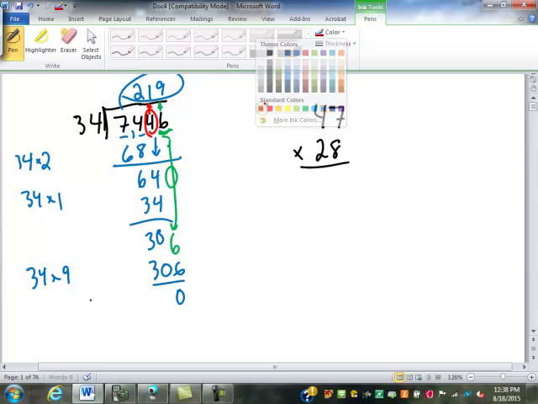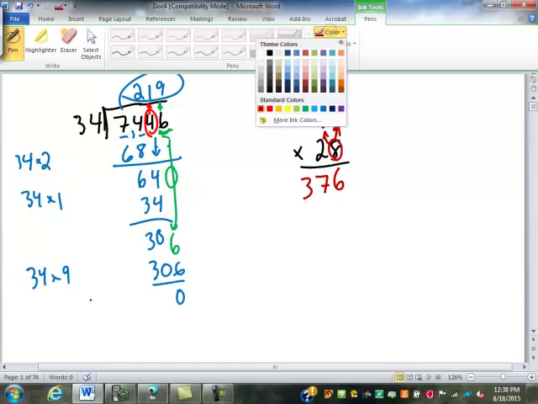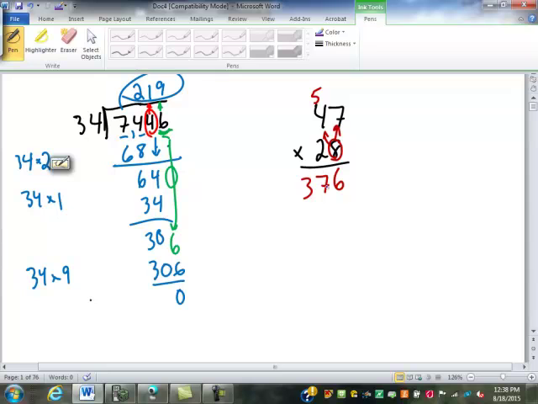Okay, so now for the 47 times 28, where do we start? We're going to start with the 8, so we're going to do 8 times 7, which is 56. Now we can't write that whole thing in, so what are we going to do? 6 and carry the 5. Good. 8 times 4, 32 plus 5 is 37. So it's the 7, and we carry over the 3. Then what? We have to put a 0 over here before we move over to the 2.